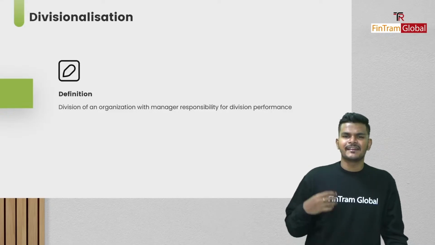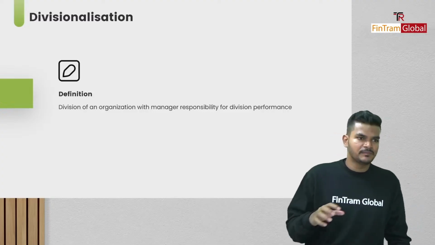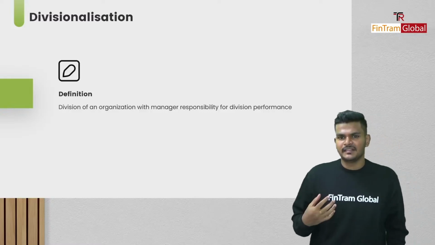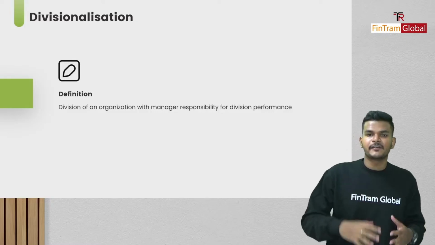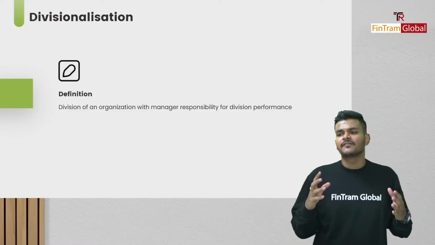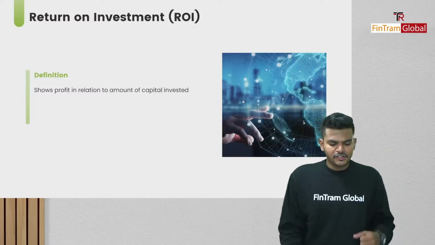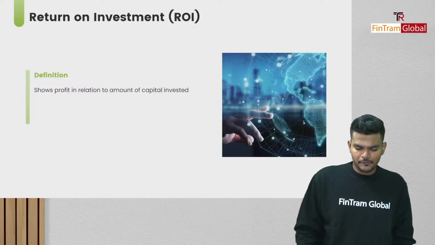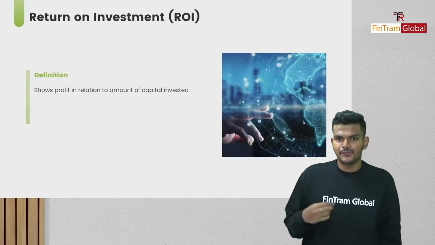Disadvantages include things like duplication of work and divisional competition. Divisional competition means that each manager would say, hey, maybe my division needs to perform better as compared to the others. Such a kind of competition can come up as well. And then there's return on investment as well as residual income. Remember the equations and how you interpret them as well.